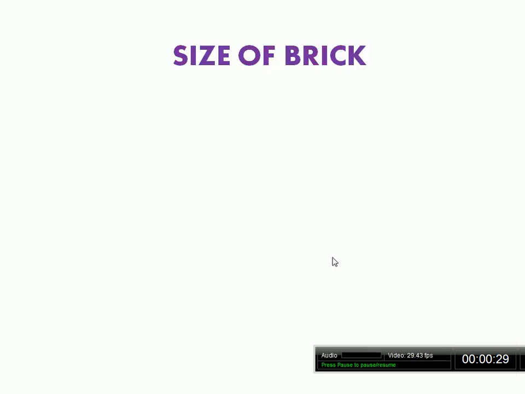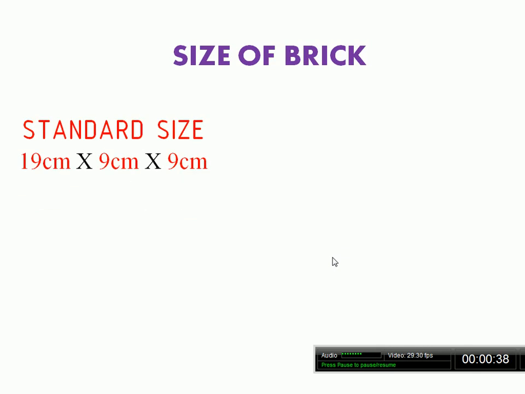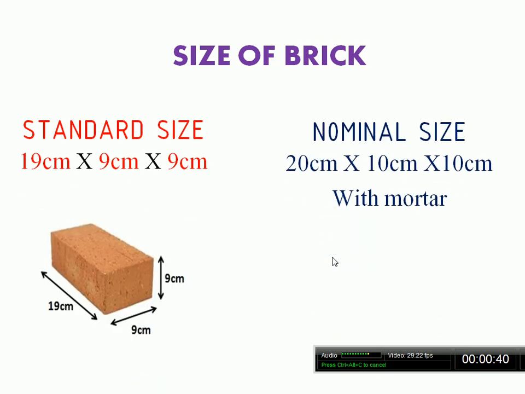Now, first of all, we all know about the size of bricks. What are the sizes of bricks? There are two types of bricks. One is the standard size and the second is the nominal size. The dimension of the standard size is 19 centimeter multiplied by 9 centimeter multiplied by 9 centimeter. That means the longer side of the brick has a dimension of 19 centimeter, then the width is 9 centimeter and the depth is also 9 centimeter.